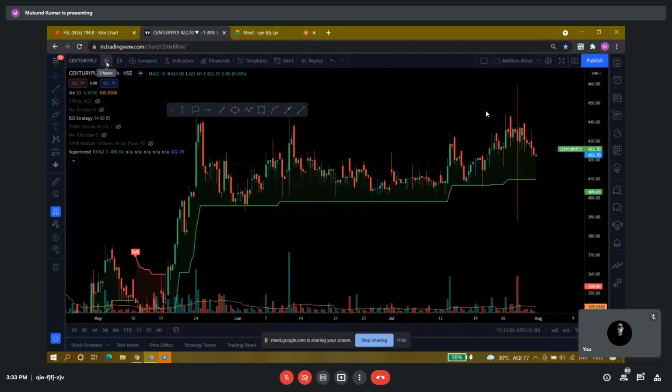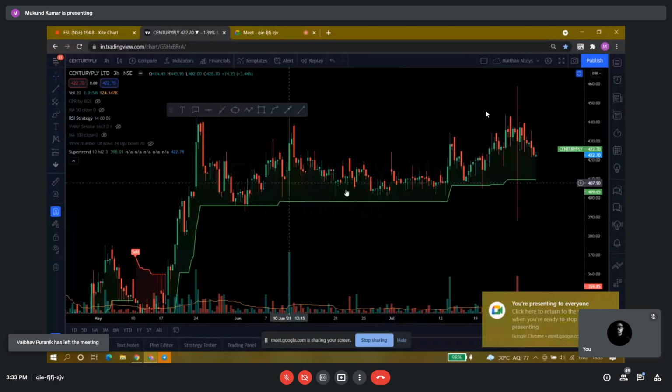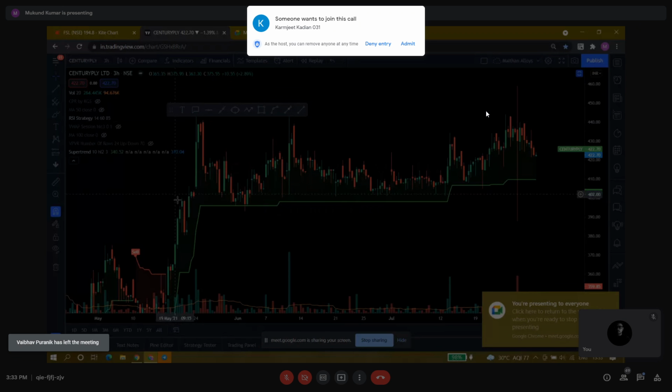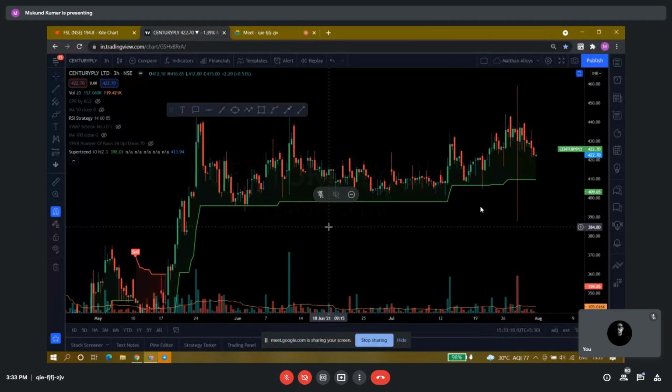Hi Mukund, Amit here. I have a question. Yeah, tell me. On the same chart, if you see, there is a big green candle. Yes, the same chart where you are right now. If you go up, you can see there is a huge buying. Definitely, it's not a retail buy.